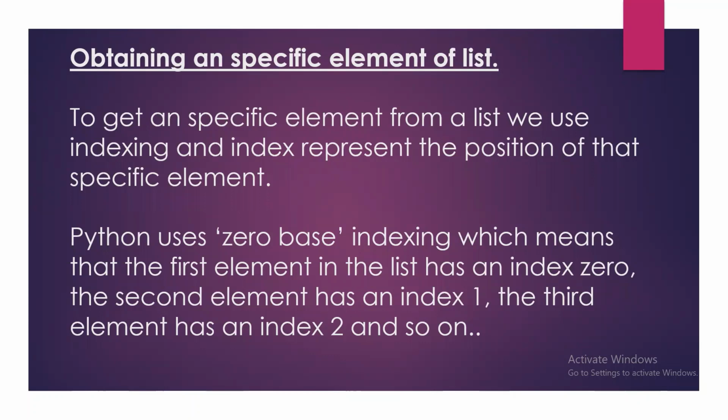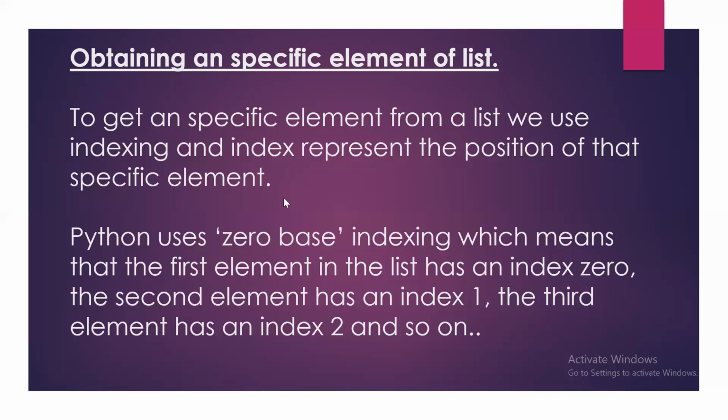We were discussing how we can get a specific element from a list. To obtain that specific element from the list, we have to use index or indexing. An index is basically the position of that element in the list. Python uses zero-based indexing, which means that the first element of the list has an index 0, the second element has an index 1, the third element will have an index 2, and so on.